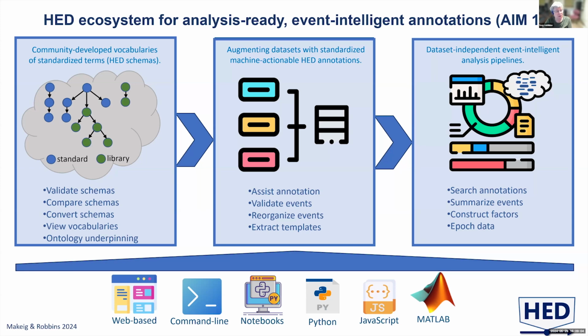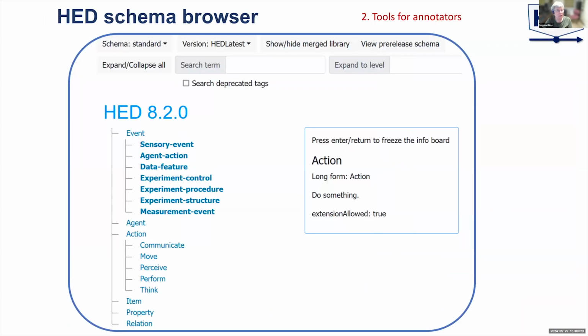And as I mentioned, we have web-based tools. We have command line stuff, Jupyter notebooks. Our code base is primarily in Python. We have a JavaScript HED validator that goes with BIDS, and we have some MATLAB tools as well. So I'd like to start with, I'm going to now turn to what the tools for annotators are.